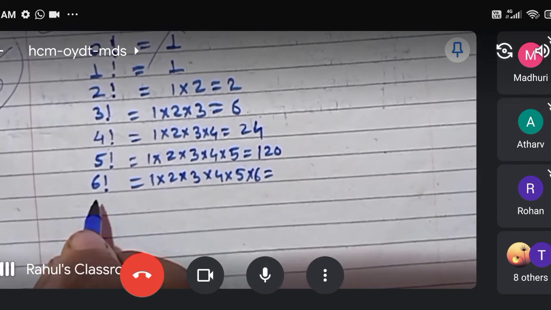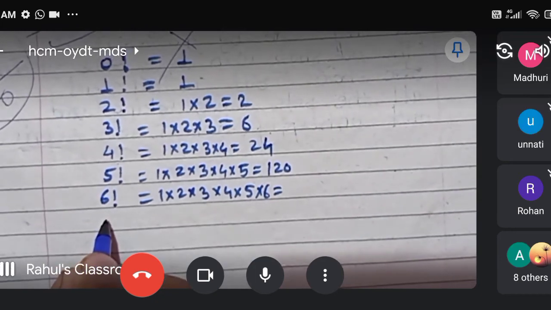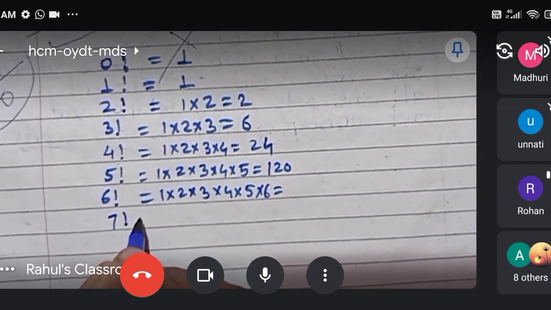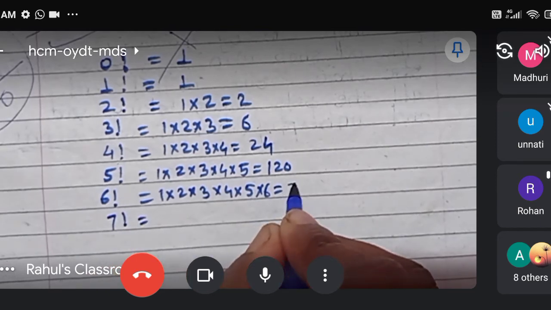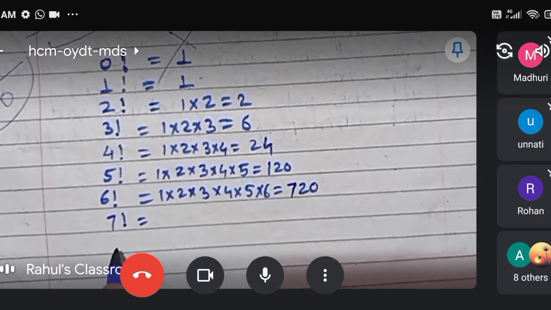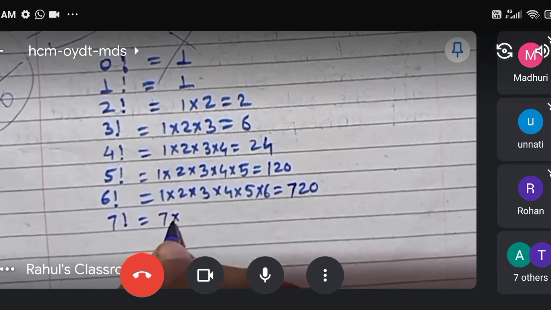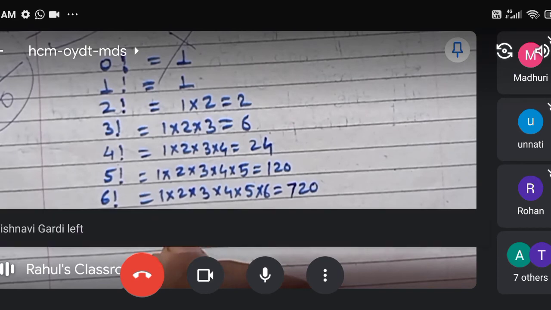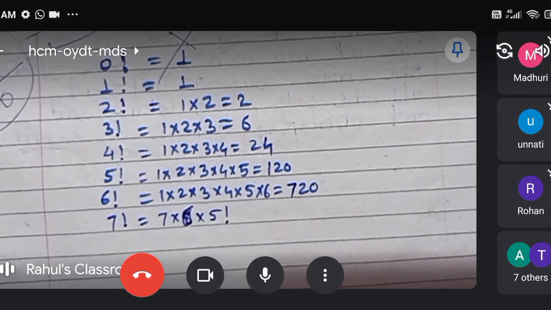What is the product of 6 factorial? Tell me. Vedant, Shreyash. How much? Very good, Rohan. 720. Now 7 factorial. 7 factorial is nothing but it is also written like this: 7 into 6 into 5 factorial. We can also write it like this.